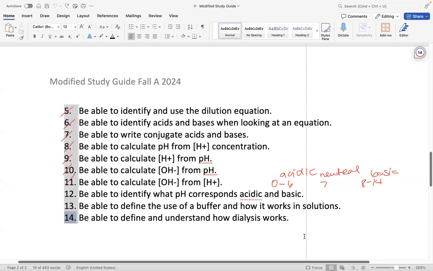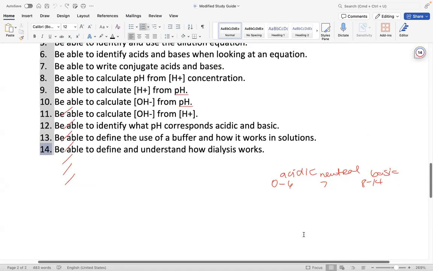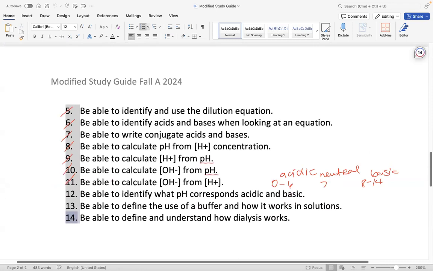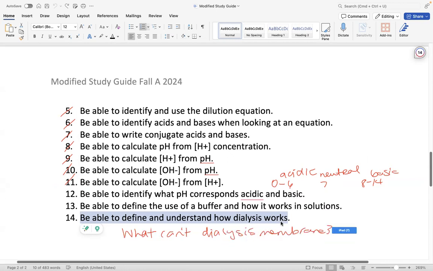And then 14, this was kind of a freebie that I gave you, but I'll give it to you again here. Dialysis, basically the question asked, what can't cross a dialysis membrane? And the answer is colloids. Not that any of us really know what colloids are. That's why I always give this question, because I'm like, what the heck is a colloid? Who knows? And there's only one question about dialysis.